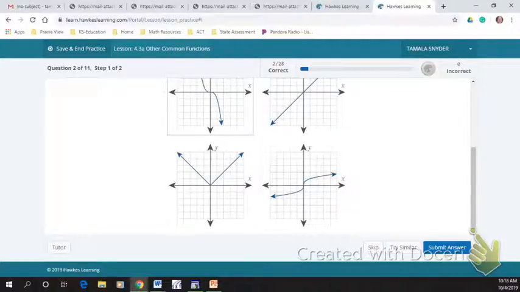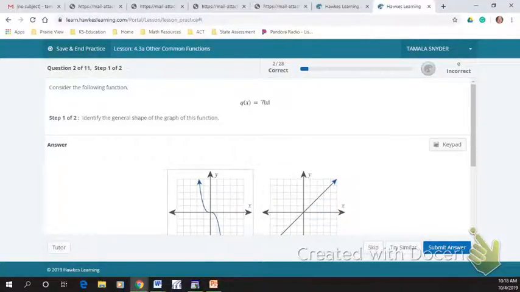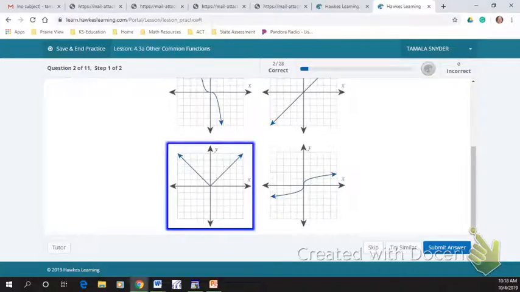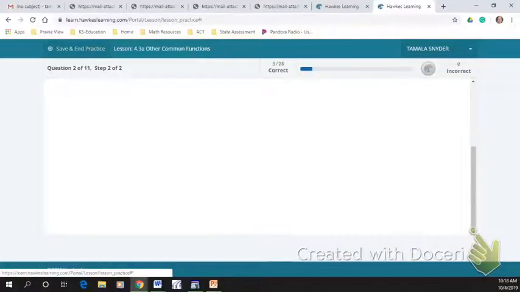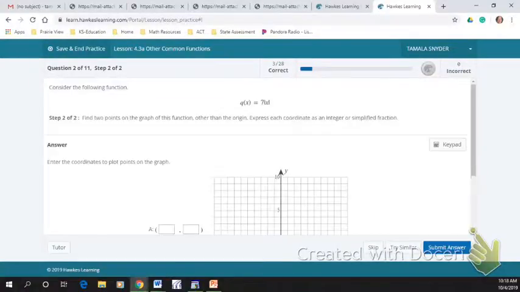Okay, notice they didn't actually stretch it. They just have the parent function here. These graphs are just the basic graphs, not the actual stretch being shown. Okay? So I will select this graph to show I know it's the absolute value. I will hit submit, and then guess what they want for step 2? Oh, they want me to find 2 points on the graph.